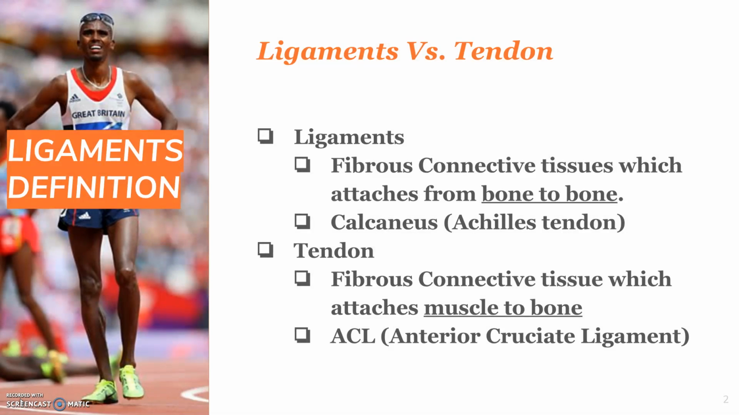To start off, we need to know the difference between ligament and tendon. A ligament is a fibrous connective tissue which connects bone to bone and holds the structure together to keep them stable. This differs to tendon, where it is a fibrous connective tissue which attaches muscle to bone. An example of ligament is your ACL, anterior cruciate ligament, which is located in your knee, and an example of a tendon is your calcaneus, which is your Achilles tendon.